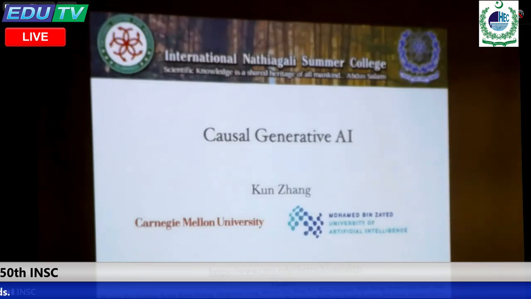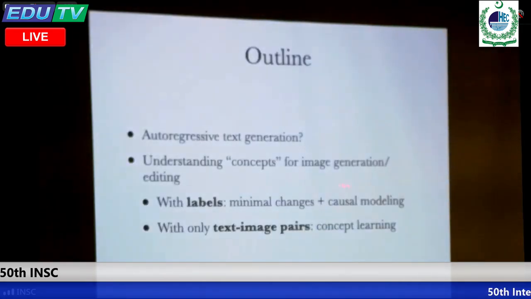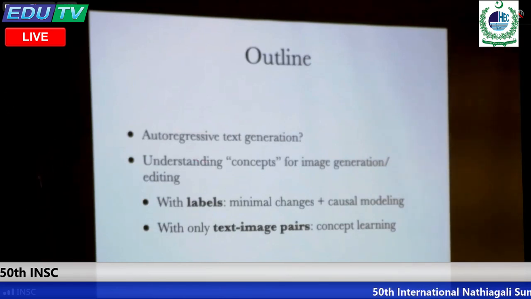Now, let's see how generative AI can benefit from causal understanding or causal principles. Okay, good. In this part, first, let's look at autoregressive text generation. Do you think this is really plausible? Do you think there are inherent problems? How can we fix the problems, right? And then let's try to focus on image generation. Let's see how we can understand the concepts behind the images and how we can manipulate the concepts to generate new images and how we can do image editing and so on.